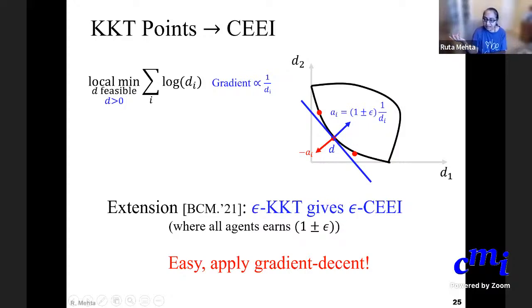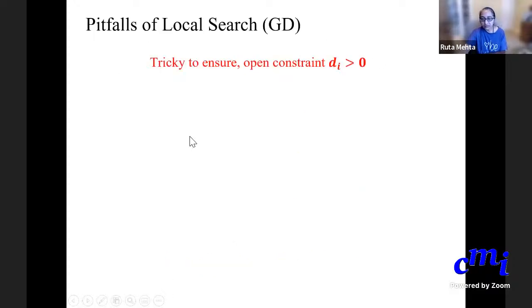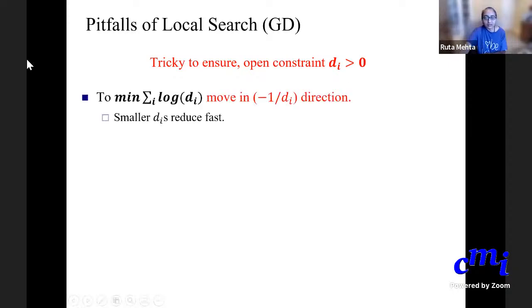Good. So we are after local optima. Why not apply just gradient descent? Gradient descent doesn't care about whether the function is convex or non-convex. You can apply it to whatever. Your set is convex, so this should be okay. The tricky part is the open constraint that every disutility value should be strictly greater than 0. If you want to minimize this function, the gradient is 1 over di, but because you are trying to minimize, you move in the direction of the negative of the gradient. If you want to maximize, you move in the direction of the gradient. If you want to minimize, you move in the opposite direction, right?